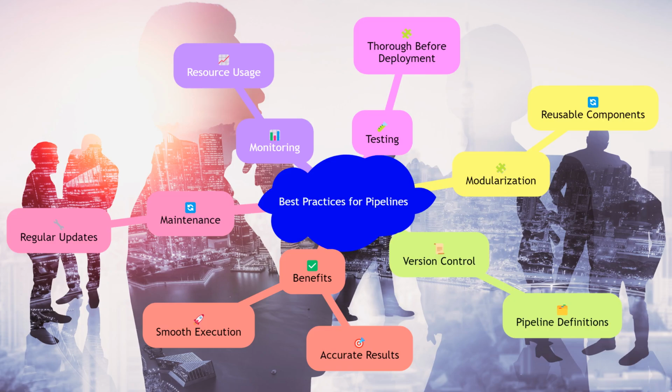To ensure the efficient and reliable execution of pipelines, it's important to follow best practices. These include modularizing the pipeline into reusable components, using version control for pipeline definitions, and monitoring resource usage. Additionally, it's important to test pipelines thoroughly before deploying them in production. Regularly updating and maintaining the pipeline components helps in keeping the workflow efficient and up to date. Following these best practices ensures that the pipeline runs smoothly and delivers accurate results.